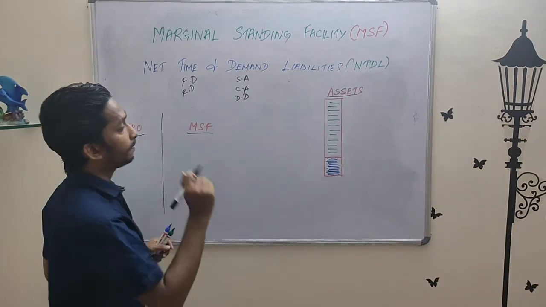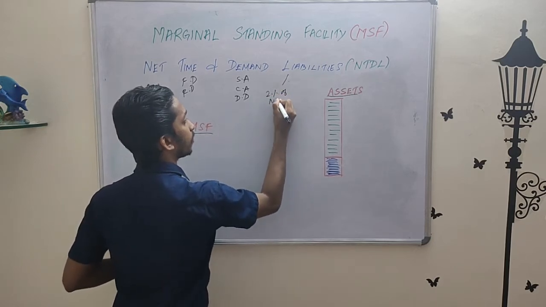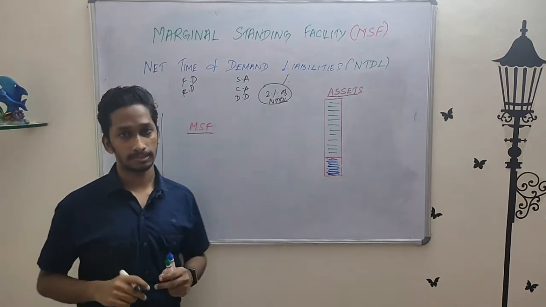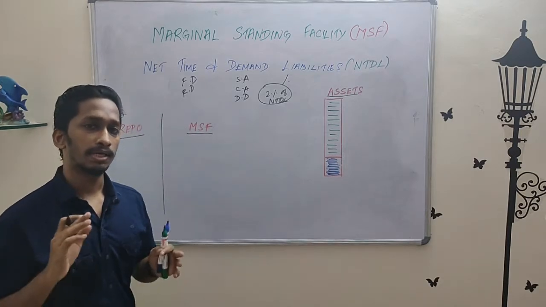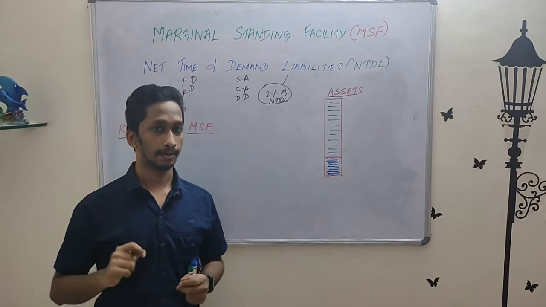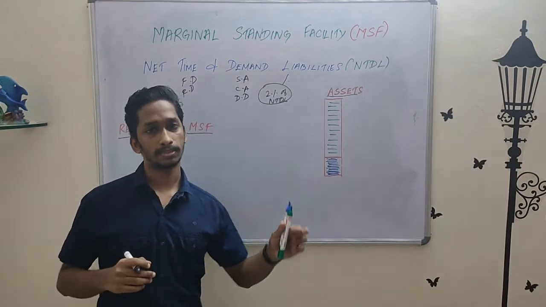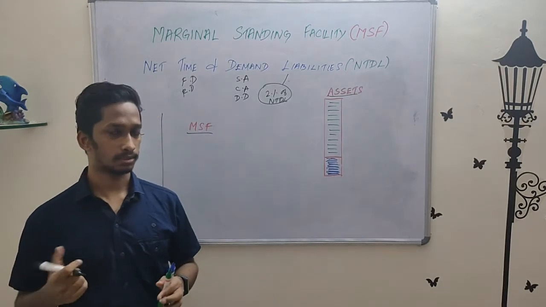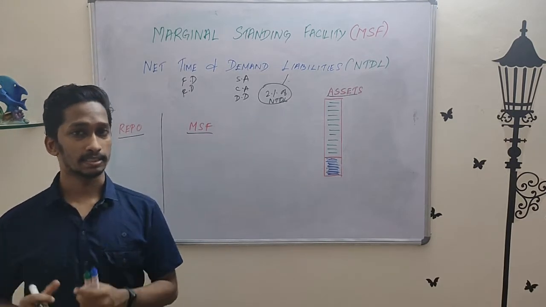So under MSF, banks can borrow up to 2% of NTDL by dipping into the SLR based securities. What do I mean by that? Let's see. When I keep saying the word borrowing, what comes to your mind first? Repo rate, right? Banks would sell their assets or pledge their assets to the RBI, borrow money and then repurchase their pledged assets. Clear? So to do that, banks need assets first.